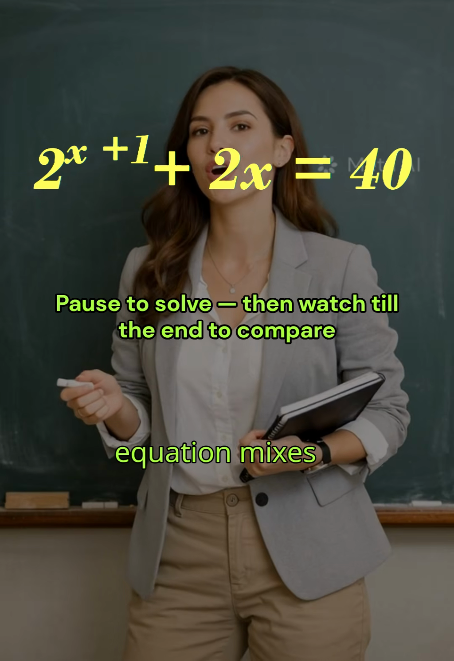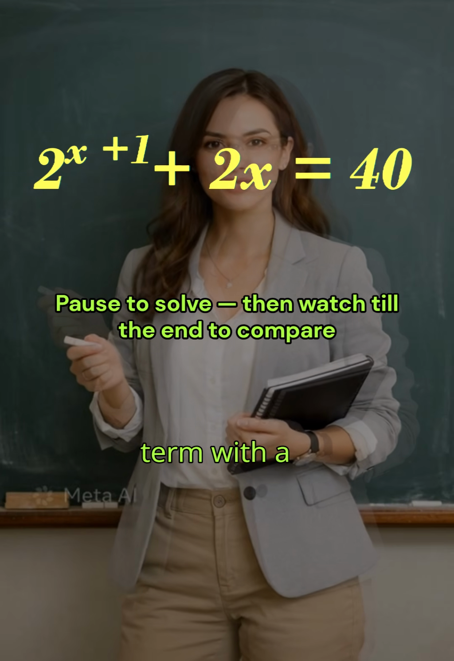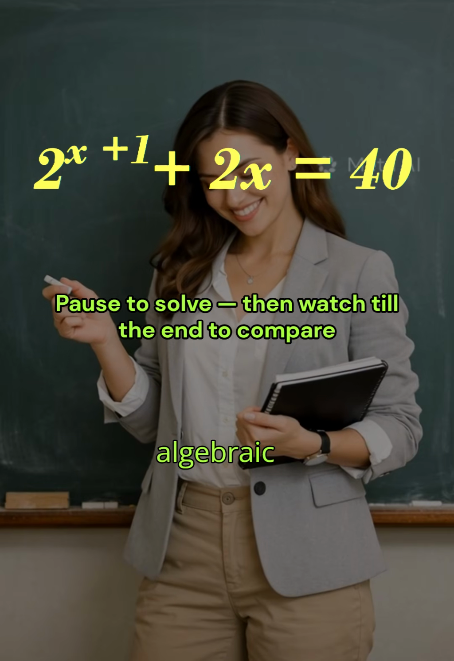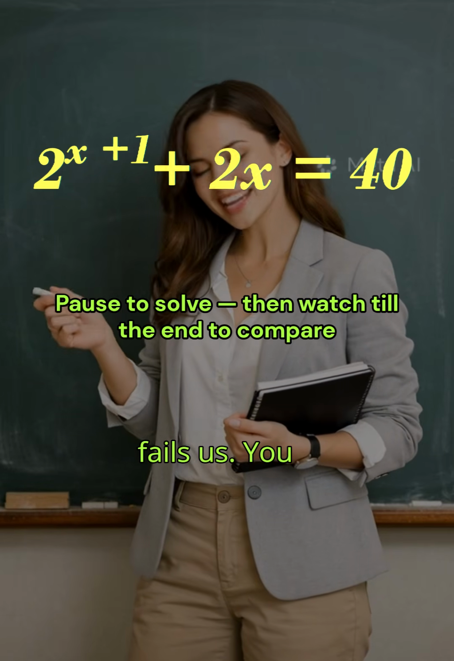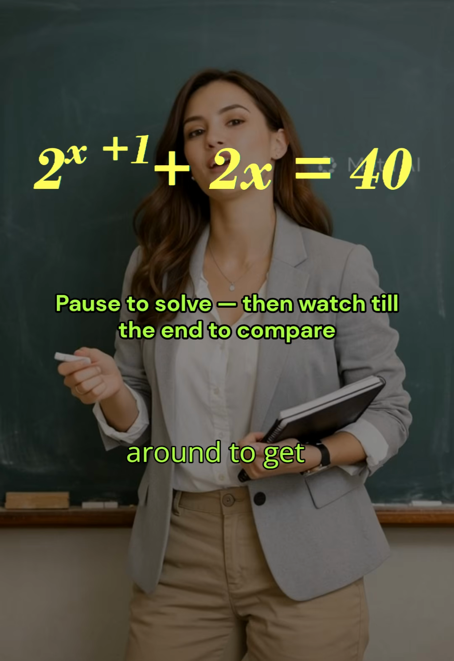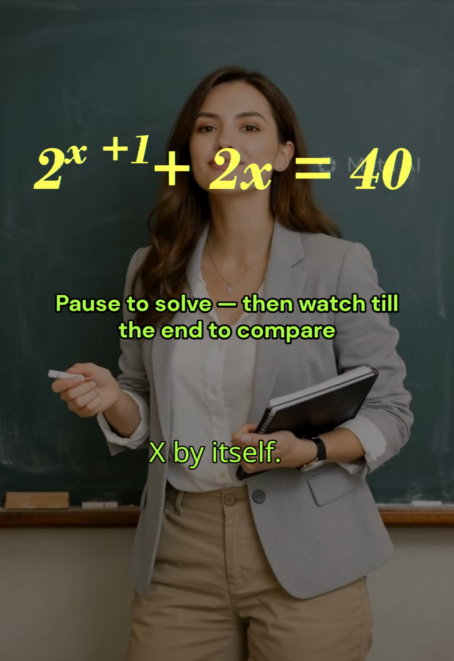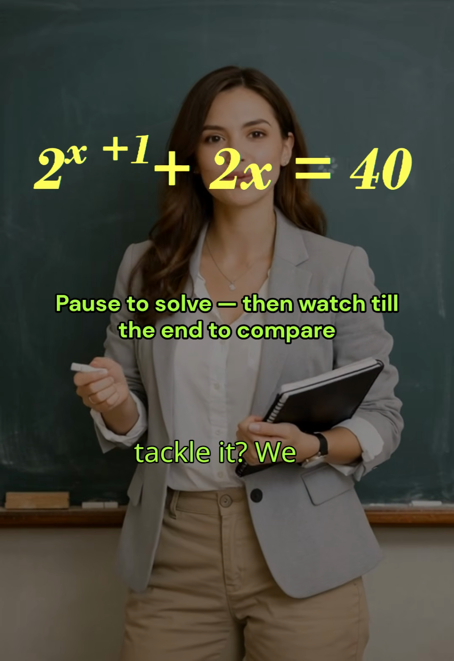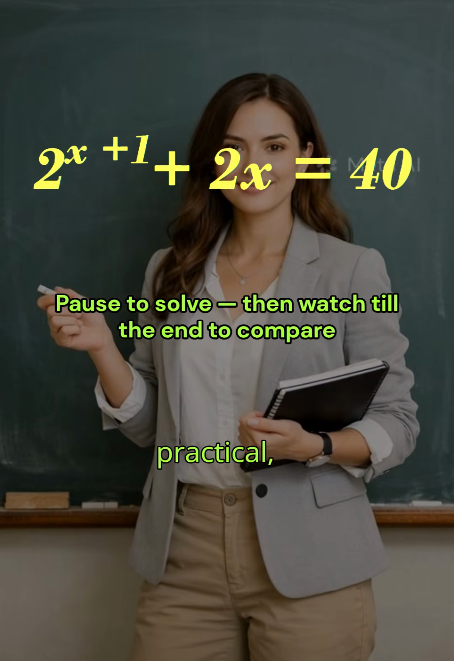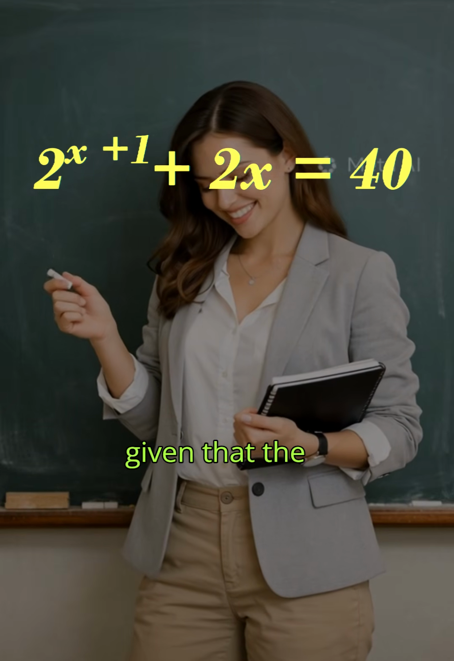Because this equation mixes an exponential term with a linear algebraic term, standard algebraic isolation completely fails us. You cannot just move things around to get x by itself. So, how do we tackle it? We begin with a practical, intuitive first step, inspection.